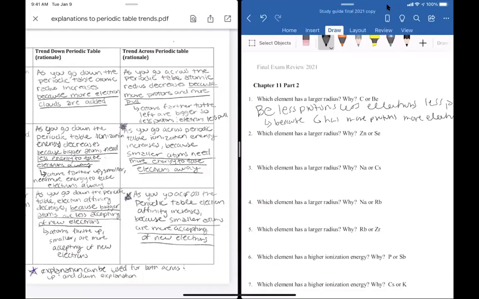Okay? All right, I want you guys to try number 3 by yourselves. I'm going to give you like 2 minutes. Try number 3 by yourselves using the reference sheets.